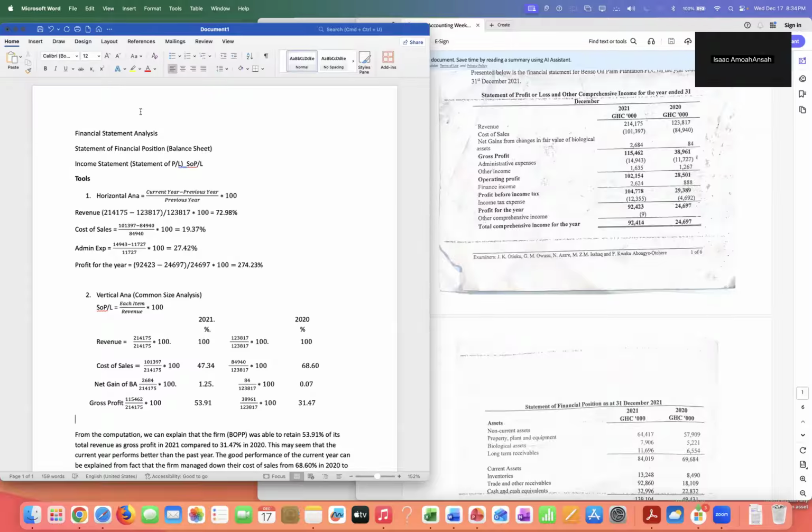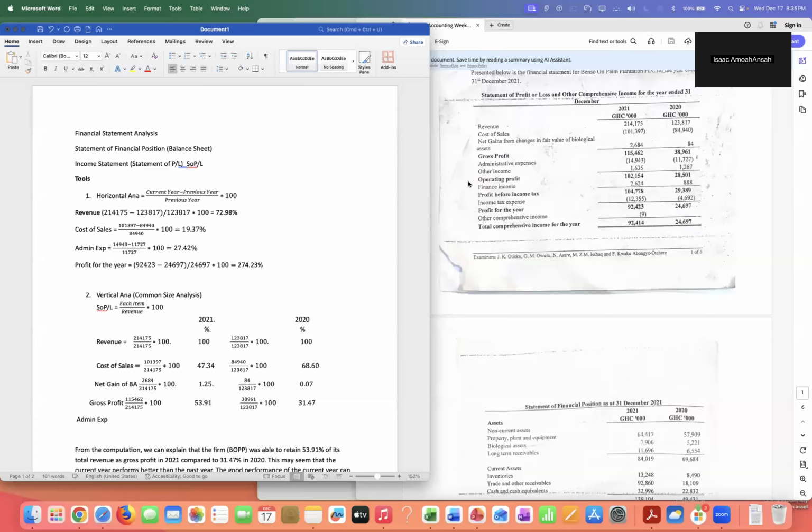Okay. So what I'm saying here is that we are not limiting ourselves to just the computation of revenue to gross profit. We can go on, work out admin expenses, just like we did up there, right? We can go on and do other incomes. We can do operating profit. We can do profit for the year.